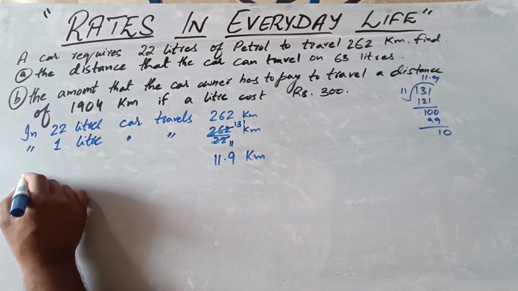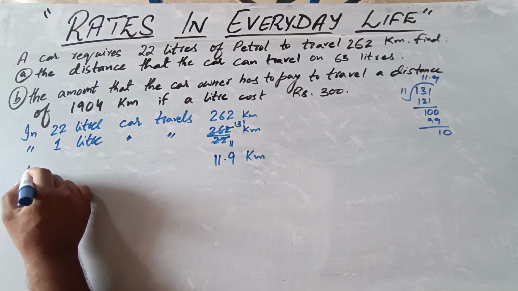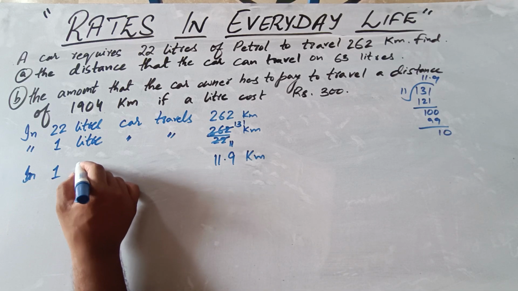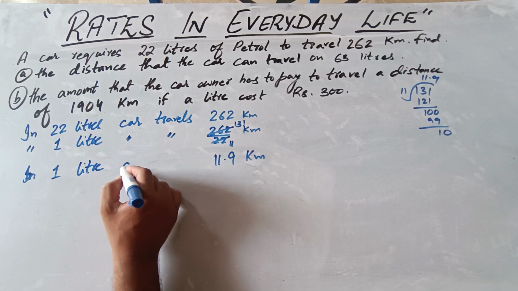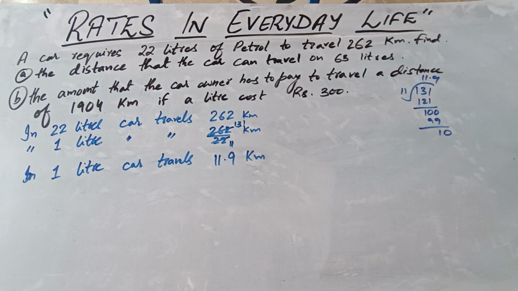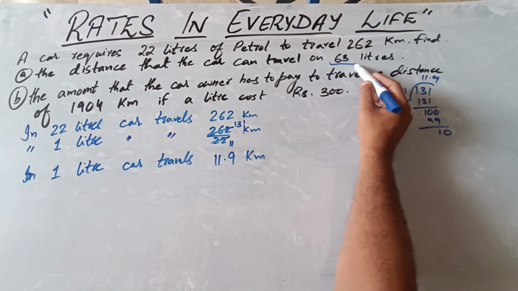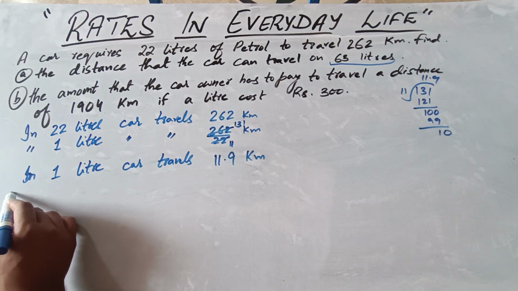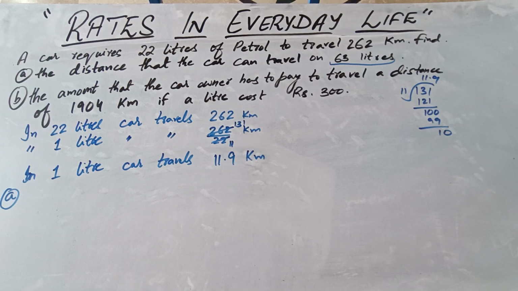In 1 liter, car travels 11.9 kilometers. Now they ask us to find out for 63 liters of petrol. So now it's very simple. How can we find out for 63 liters?